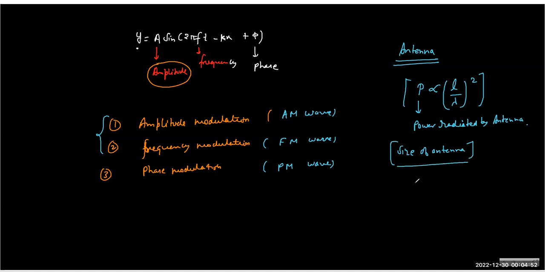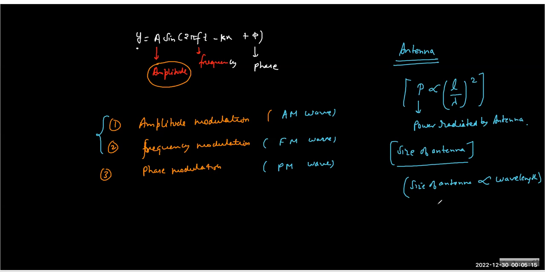So size of antenna is proportional to wavelength. Okay. Size of antenna is proportional to, if you want to transmit a low frequency, which is as good as saying transmitting the high wavelength.